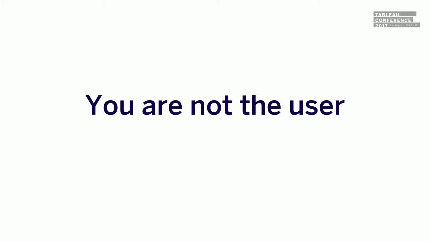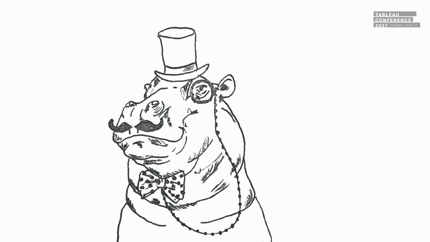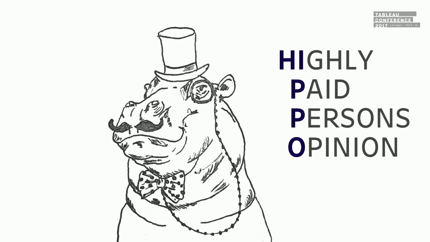Now, there's another type of person that you may have run into before that seems like a user, but they're not. They're pretty uppity. They're not totally in touch with the people who are doing most of the work, and they think they're more important than they actually are. HiPPO stands for a highly paid person's opinion.